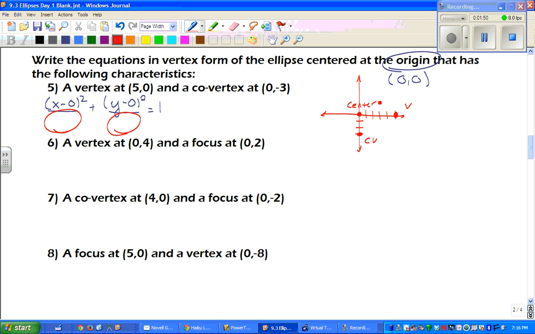For this first one, it's relatively simple. You just want to find the distance from the center to the vertex. For us, that's 5. So what goes underneath x is that 5 value, our a value, but we have to square it. For our co-vertex, from the center to the co-vertex is only a distance of 3, so what we put underneath y is 3 squared. To finish this problem, we just simplify it. x minus 0 squared is the same as x squared, and that becomes x squared over 25 plus y squared over 9 equals 1. And there's our first equation.